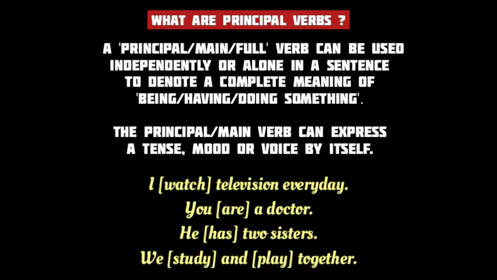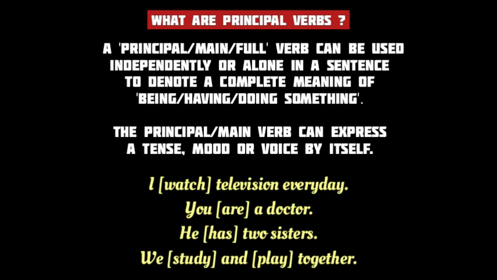For example, in the sentence "I watch television every day," the word "watch" is the principal verb in simple present tense. It denotes the complete sense of an action and is the most important part of the predicate. Similarly, in the next sentence, "You are a doctor," "are" is the only verb and the principal verb in simple present tense. It denotes a state of being a doctor. Then in the sentence, "He has two sisters," "has" is the only verb and the principal verb denoting the full sense of he is having or owning something.